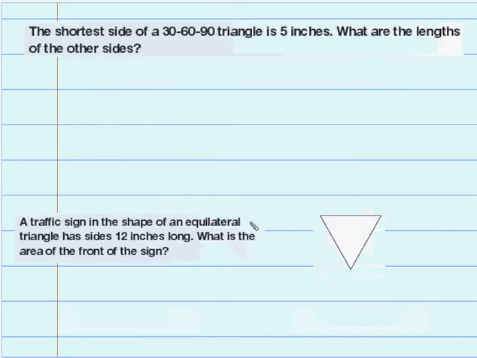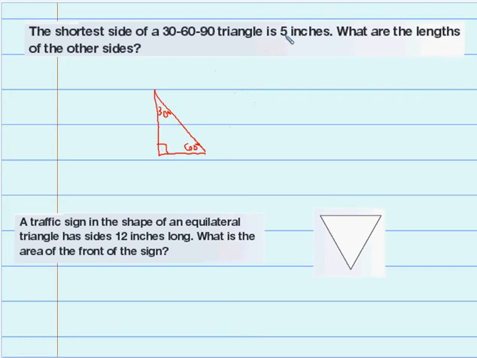Okay, so let's do a few problems together. The shortest side of a 30, 60, 90 triangle is 5 inches. What are the lengths of the other sides? Okay, so what I would do is sketch one and label things. This would be the 60 degree angle because it's opposite the longer of the two legs, and this would be the 30.